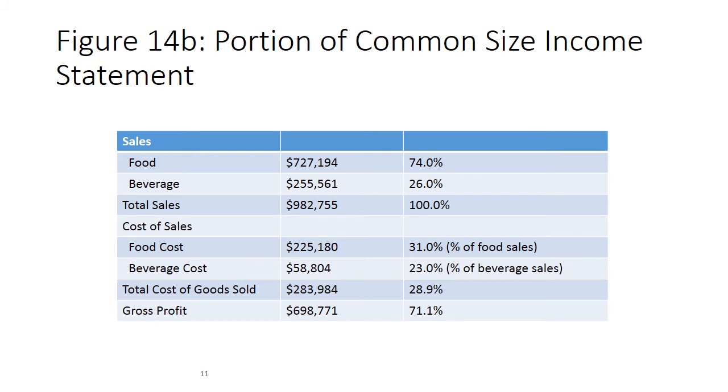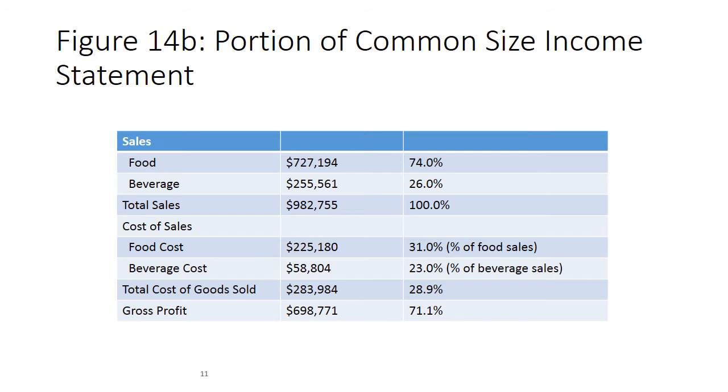So the beverage cost, same thing. We take the $58,804, divide that by 255,561, or the total beverage sales, to come up with a 23% beverage cost. So the total cost of goods sold, $283,984, is 28.9% of the total sales. Now we're going back. Everything now is coming out of total sales, not out of the food and beverage. The only two that come out of food and beverage are the food cost and the beverage cost percentages.